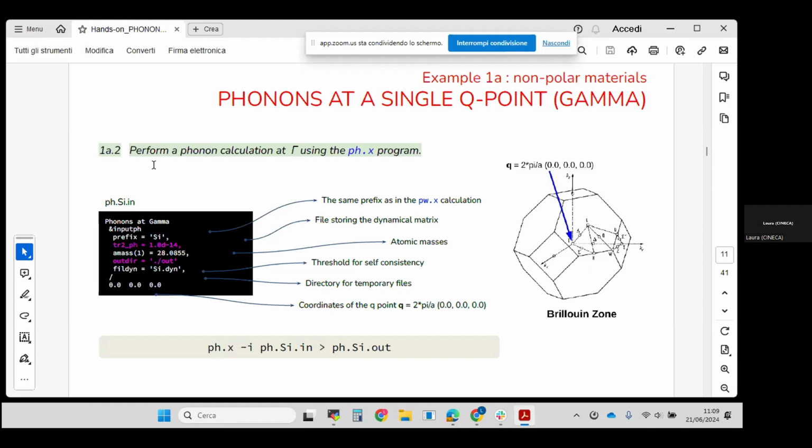After this name list, you will specify, as done in the last line, the coordinates of the q point in units of 2 pi over a. In this case, we are simulating phonon frequencies at gamma, so 0, 0, 0. The executable is called ph.x, and you can run it just by specifying the name of the input file. In this case, ph.c.in.